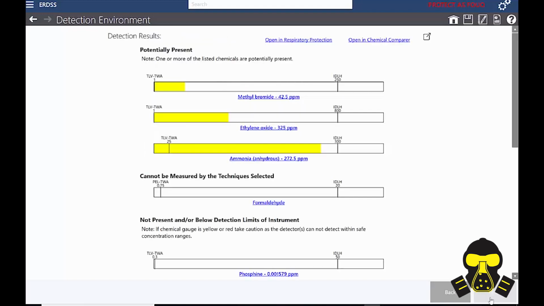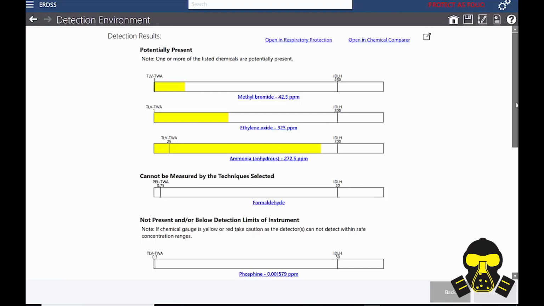Okay, and hit finish. Now it's telling me for cross sensitivities, it could have been methyl bromide at 42.5 parts per million, ethylene oxide at 325, or ammonia at 272. I did nothing in there that could measure formaldehyde. So I still need to go back and measure for formaldehyde to rule that out.